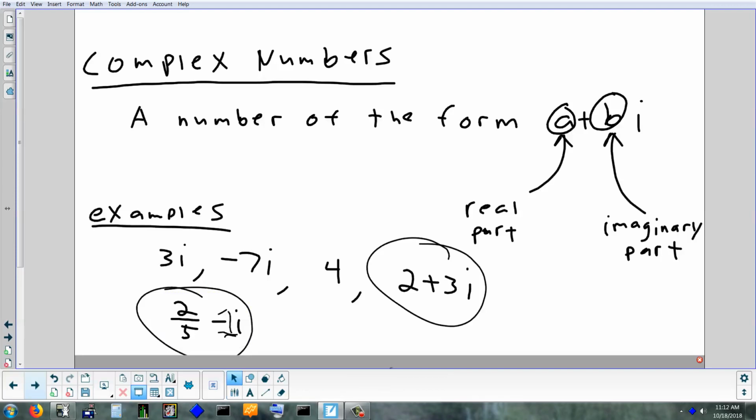Now, these other ones are still complex numbers, but they're a little different. 3i. Well, the imaginary part is 3. What's the real part? 1? Well, if it was 1, I would have had to write it like this, 1 plus 3i, so you knew it was 1. If it's not there, it's 0, right? So the real part there is 0.